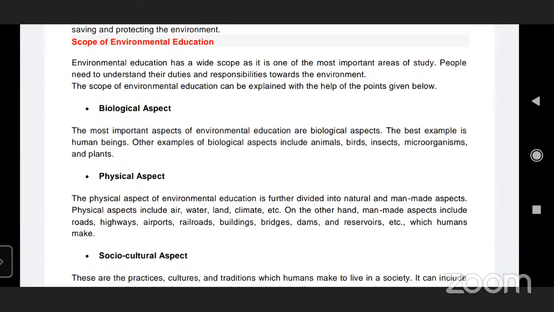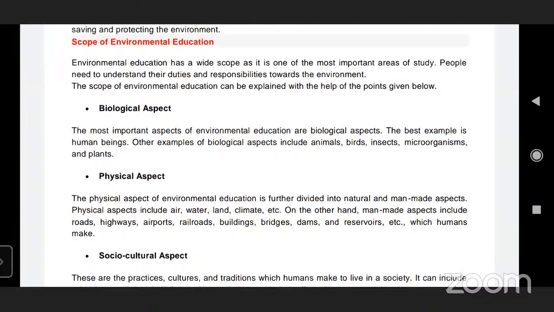So the best example is human beings. Humans are the bios, life. Biological means life being. Other examples of biological aspects include animals like birds, insects, microorganisms, and plants. So several plants or several other animals come under the biological aspect. This is one of the major scopes of environmental education, isn't it?